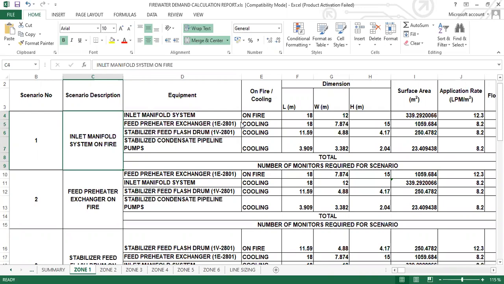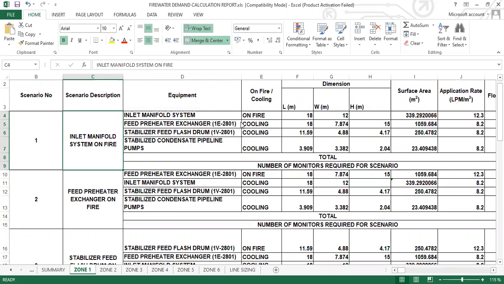Basically, zoning is one of the other things you want to do, because you cannot provide fire water such that if one equipment in the entire gas plant is burning, you're cooling every other thing. You'll be requiring more water than you actually need, because it's not every equipment that is at risk immediately if, for example, your inlet manifold system is on fire.